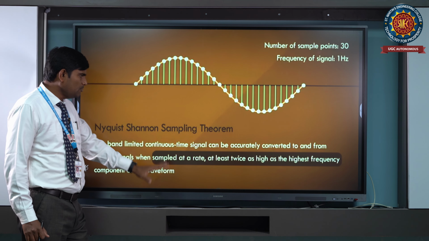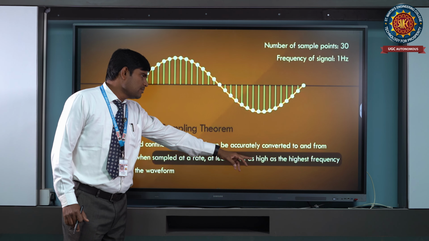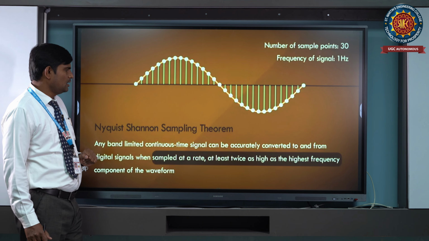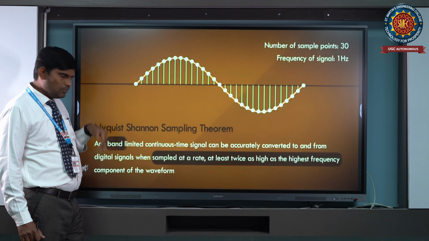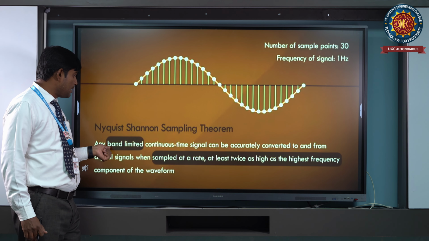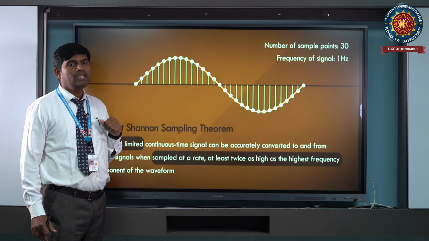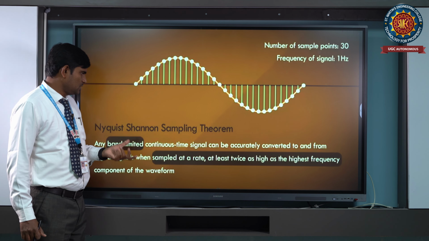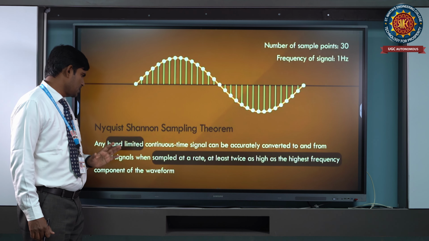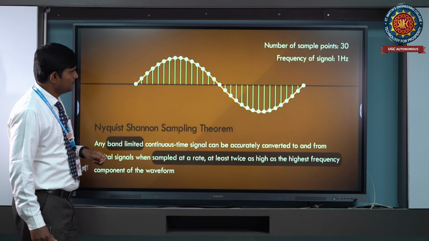That is a minimum of twice the maximum frequency of the input signal. Along with that, there is also one more point mentioned in the Nyquist-Shannon sampling theorem. It is band limited. The given signal should be band limited. That means its highest frequency is restricted to FM, which we have discussed previously.